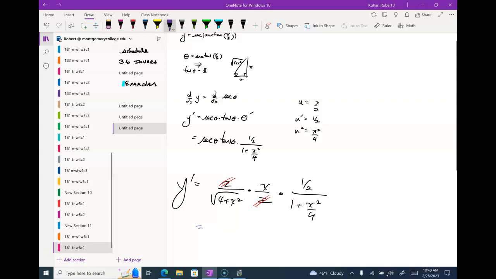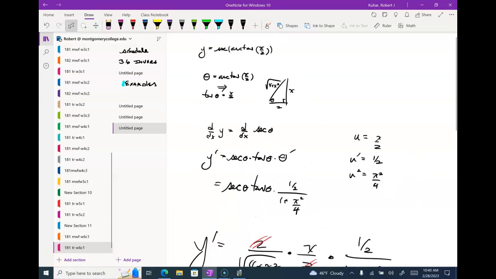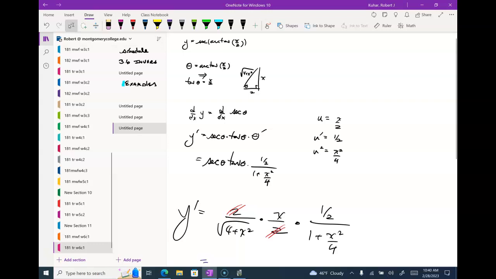The secant. Yeah, look at the triangle. Is it not square root of 4 plus x squared over 2? I did it upside down, didn't I? Yeah. Thank you. Silly Robert. My teachers used to say they made mistakes on purpose to see if anyone's paying attention. Right? But I'm flawed. I've got flaws. Thank you.